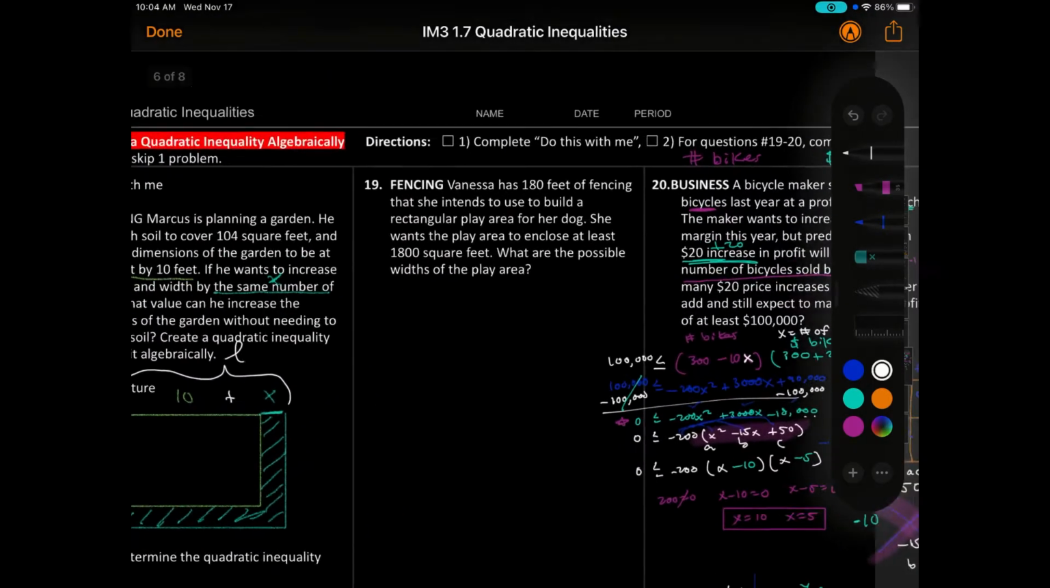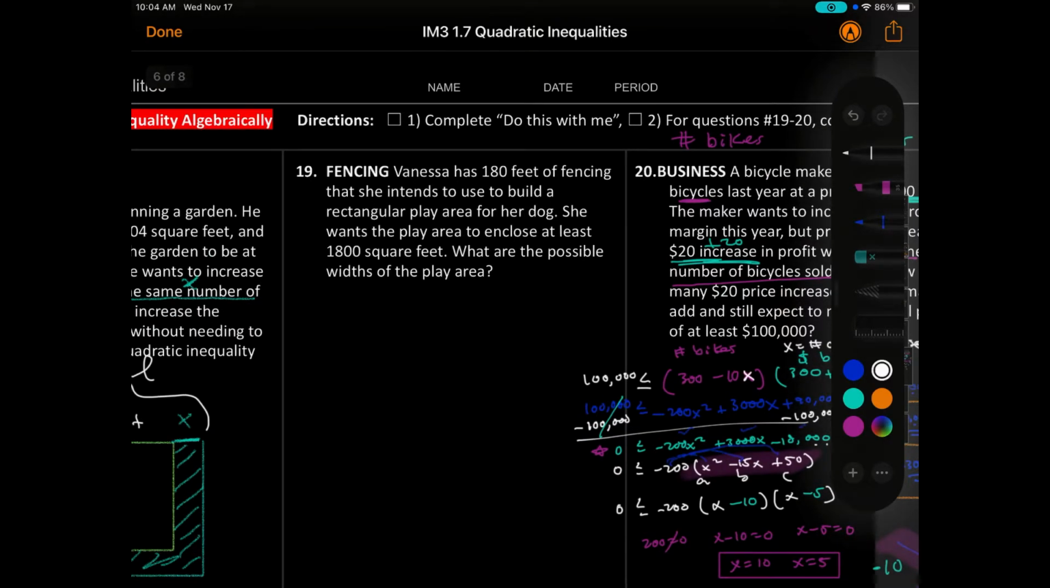Number 19, fencing. Vanessa has 180 feet of fencing that she intends to use to build a rectangular area for her dog. She wants the play area to enclose at least 1,800 square feet. What are the possible widths of the play area?